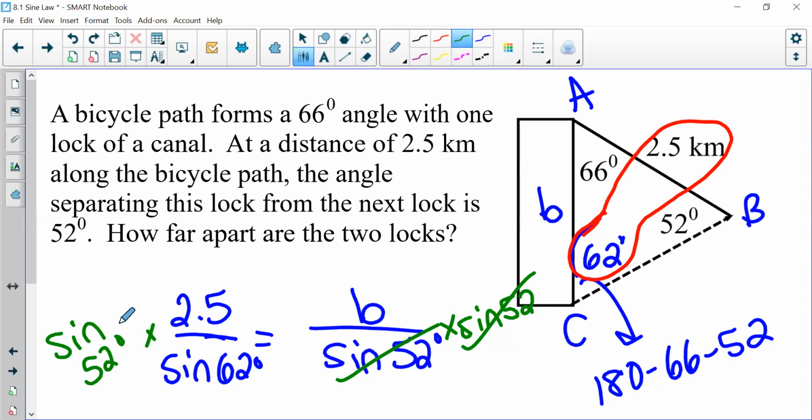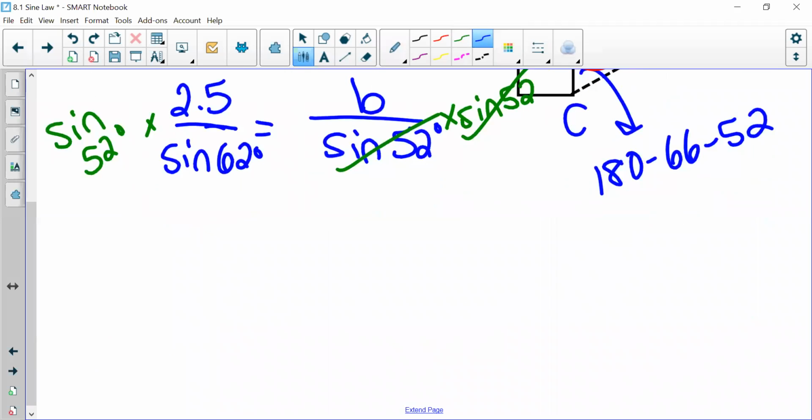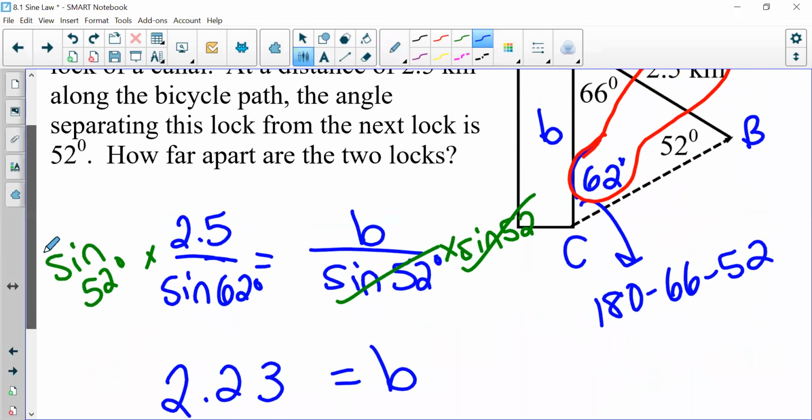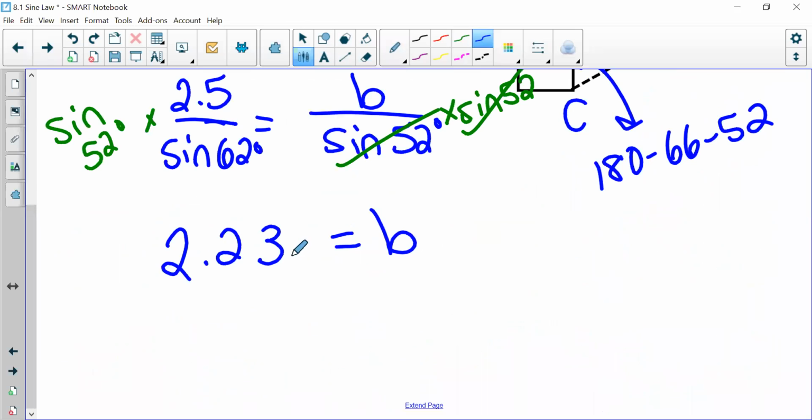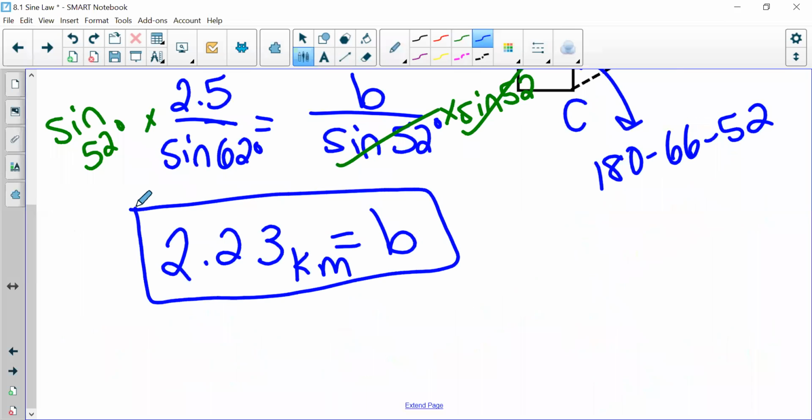Plug that into your calculator. Let's see what we get. Okay, because this question only asked me to find side B, that's it, I'm done. 2.23. Is this kilometers? Yes. Awesome, okay. Any questions about using sine law to find a missing side length? So make sure sides go in the top, angles go in the bottom if you're looking for a side length.